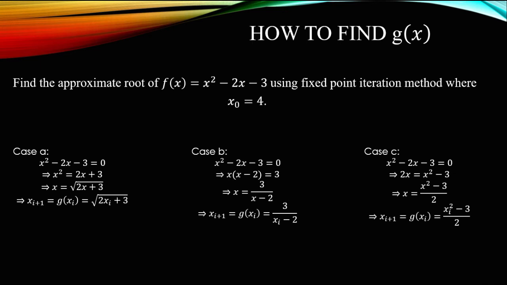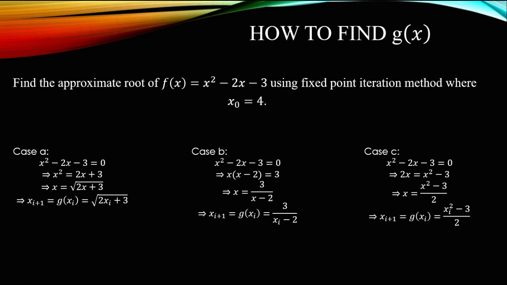And the third student will tell you that I can solve it in this way as well, by taking these terms to this side. This will get positive by taking it to the other side. So 2x will be equal to x square minus 3, and by dividing both sides by 2 you will get x is equal to x square minus 3 divided by 2. So it also may be the system generating function, x i plus 1 is equal to g of x i is equal to x i square minus 3 divided by 2.